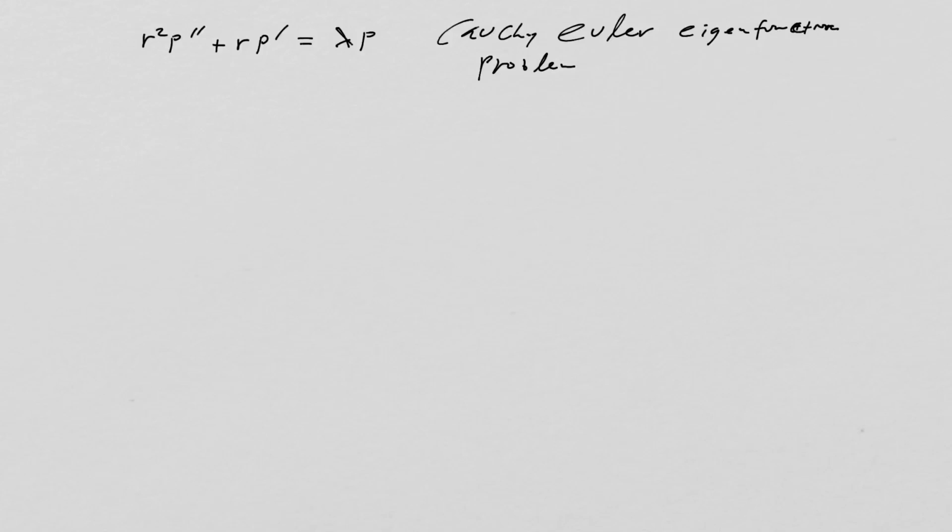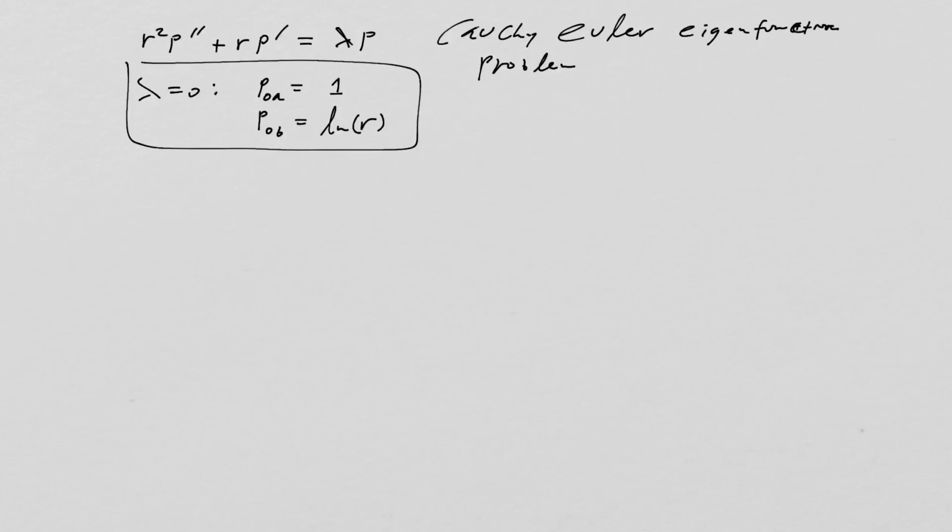And it has solutions of the following. So we know that at lambda equals 0, it has the solution P0a, which is going to be equal to the function 1, and P0b, which is going to be the function natural log of r. And then we also have for lambda, that'll be lambda 0, and then lambda n is equal to n squared. And we know we have the following: Pn of r is going to be equal to r to the n. And this is for n is equal to plus or minus 1, plus or minus 2, plus or minus 3, and so on and so forth.